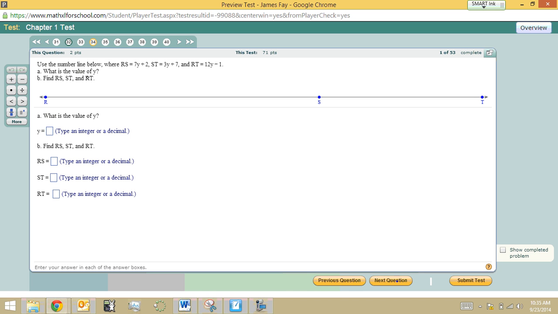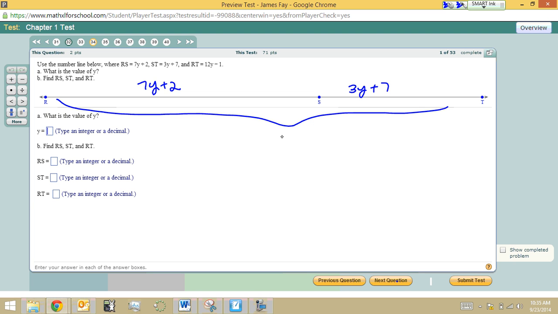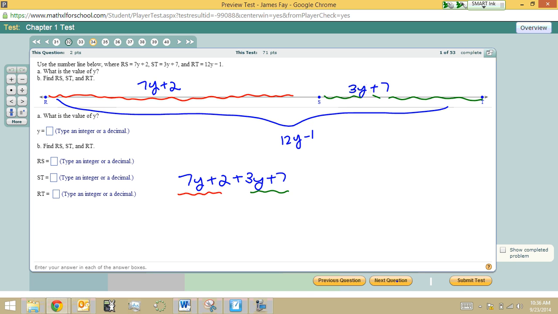Here they say RS is 7y plus 2, and ST is 3y plus 7. RT, which is the entire segment then, is 12y minus 1. What you're going to want to do is set 7y plus 2 plus 3y plus 7. Okay? This segment here, which is that information there, plus that segment should equal the total of 12y minus 1. You get 10y plus 9 there is equal to 12y minus 1.